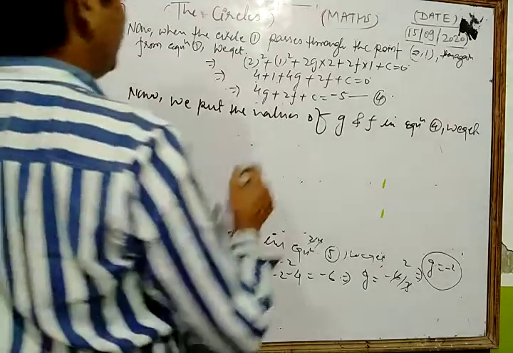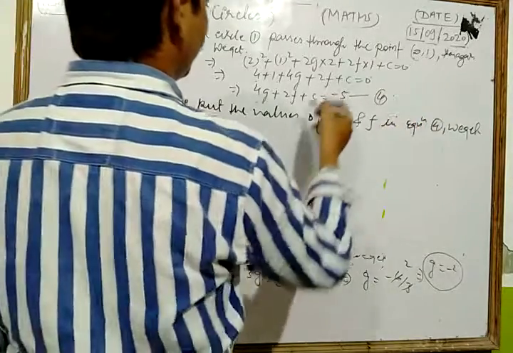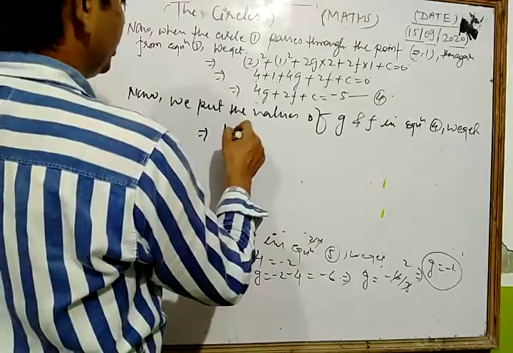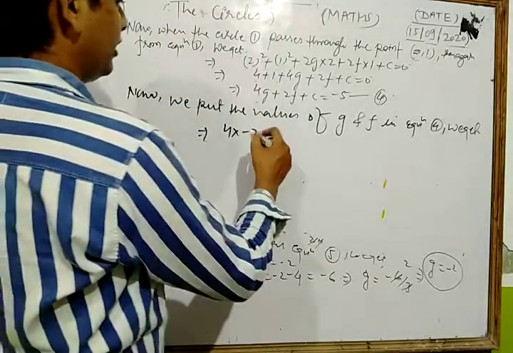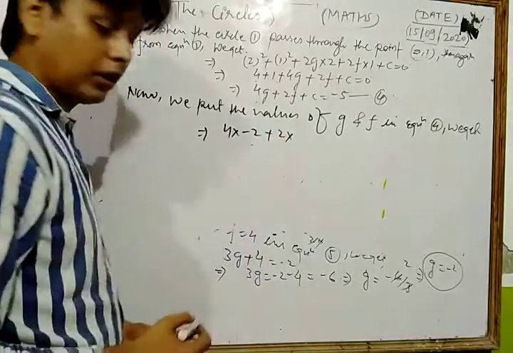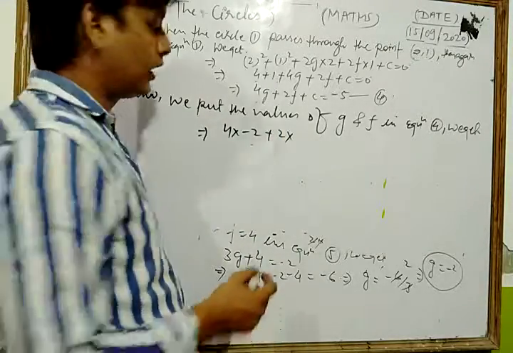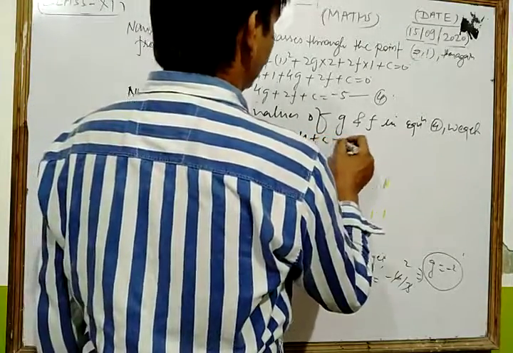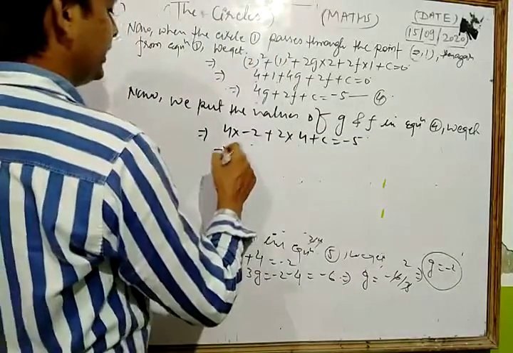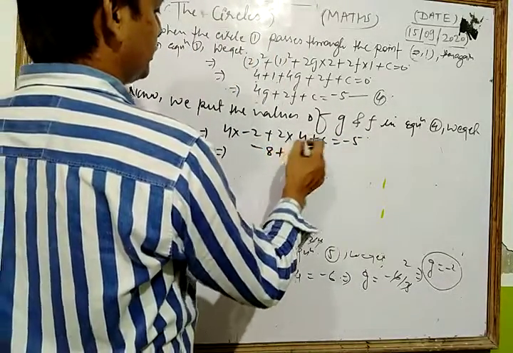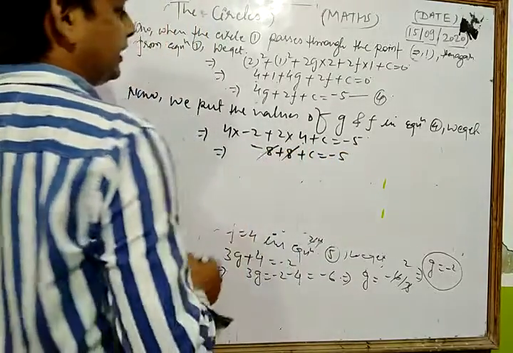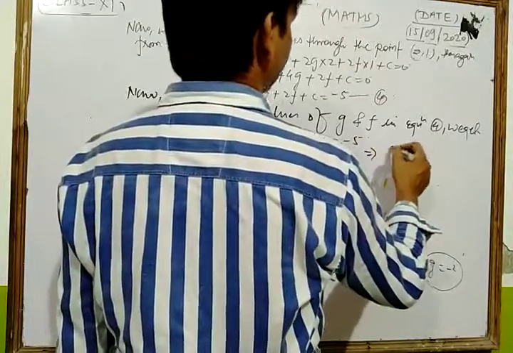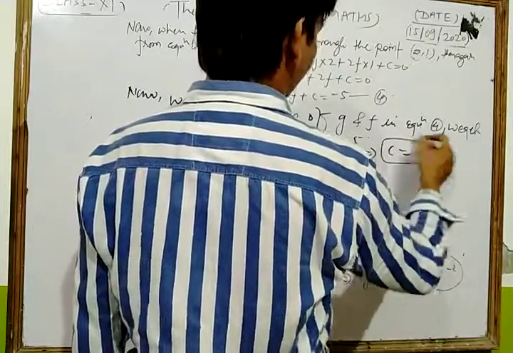Let's see, we put the value of g and f in equation 4. We get 4 into the value of g, which is minus 2, plus 2 into the value of f, which is 4, and plus c is equal to minus 5. Now look, we get minus 8 plus 8 plus c is equal to minus 5. Minus 8 and 8 cancel each other, so we get c is equal to minus 5.